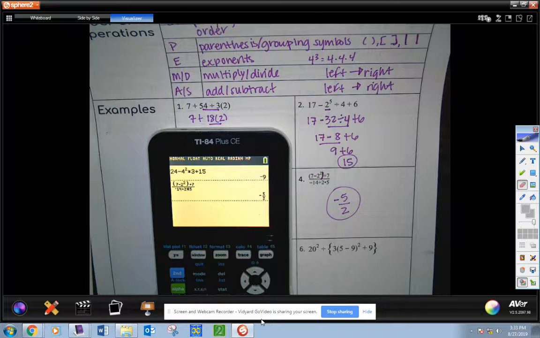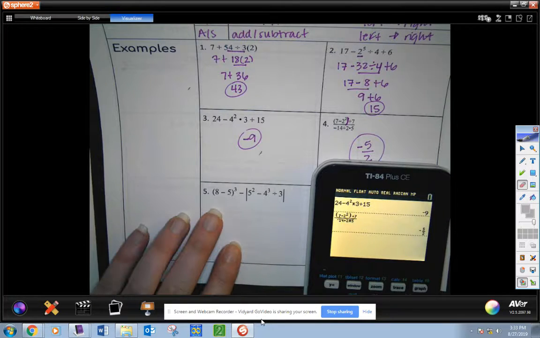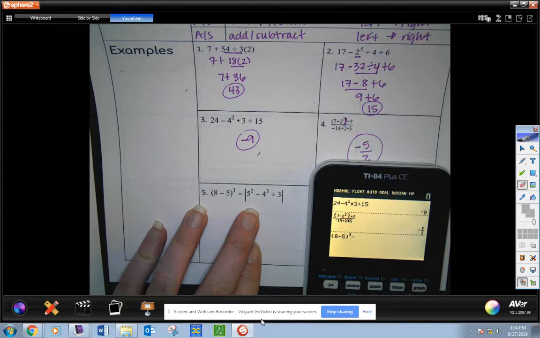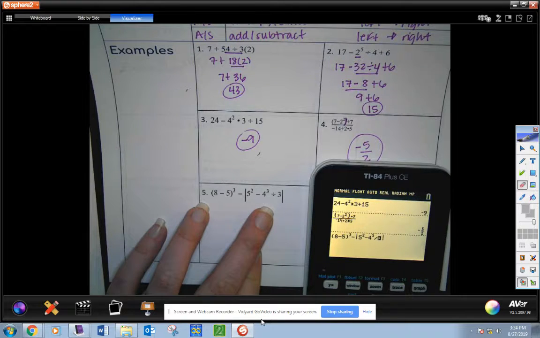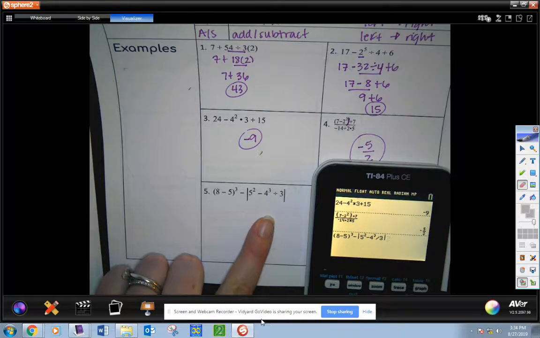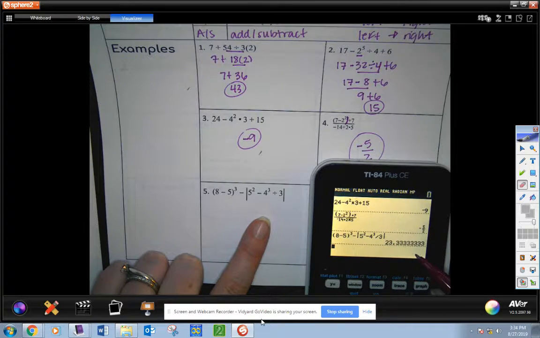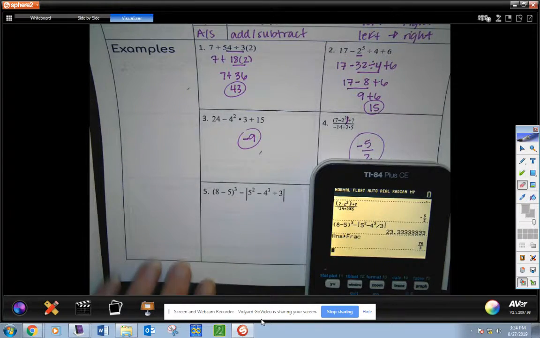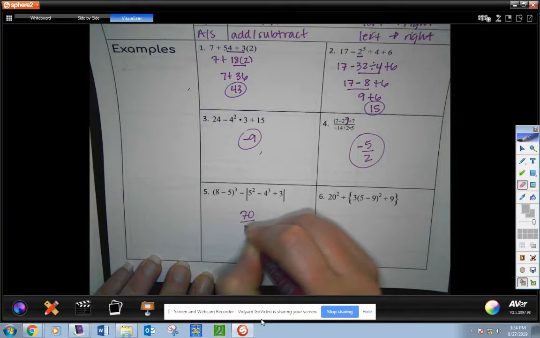This is fine. For 5, I'm going to do parentheses 8 minus 5, close my parentheses to the third, minus, now to get the absolute value bars, remember you press math over enter. 5 squared, you have to move over, minus 4 to the third, move over, divided by 3, move out. Make sure it looks the exact same, hit enter. I do not want a decimal answer. Once it's in your calculator, if you just hit math, enter, enter, it'll automatically convert it to a fraction for you, which is 70 thirds.